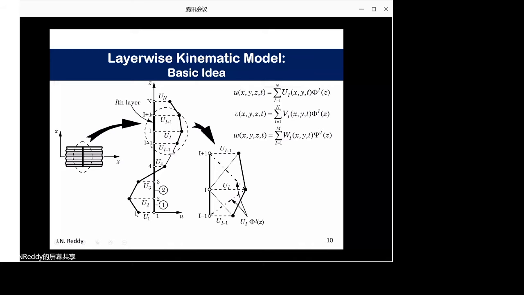So that means there are many interfaces. If you have 50 layers, there would be 51 interfaces, including the top and bottom. And 51 interfaces times the number of elements you made in the plane times 3. 3 are the displacement degrees of freedom. So the number of unknowns in the structure will be exactly the same as in 3D elasticity.